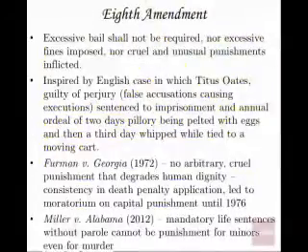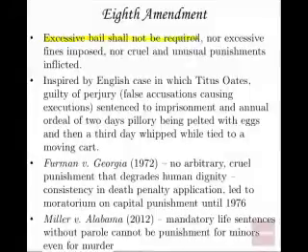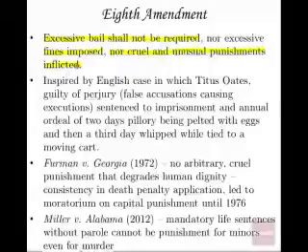Okay. The Eighth Amendment, this one's a fun amendment, definitely. Excessive bail shall not be required, nor excessive fines imposed, nor cruel and unusual punishments inflicted. So that's very controversial. What is cruel? What is unusual? I just read an article today before filming this lecture about Wyoming wanting to reinstitute a firing squad.